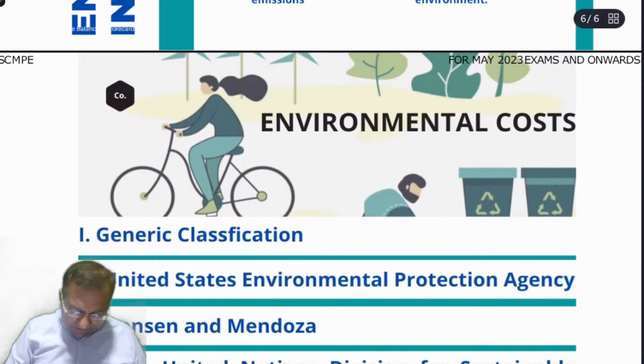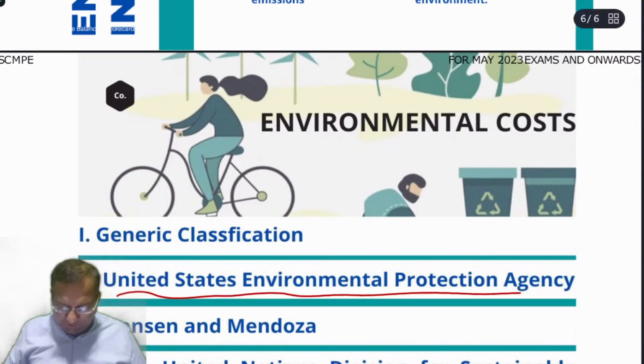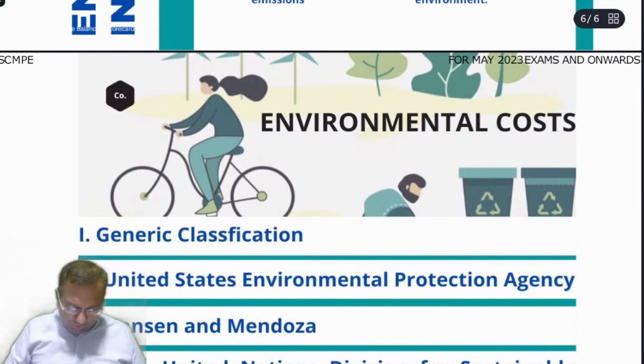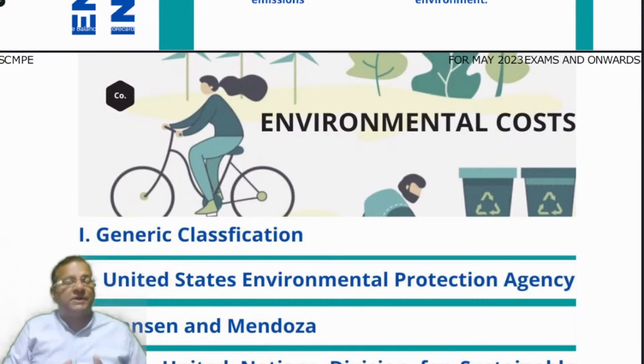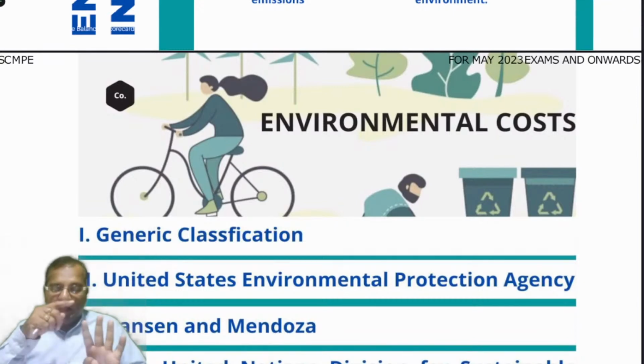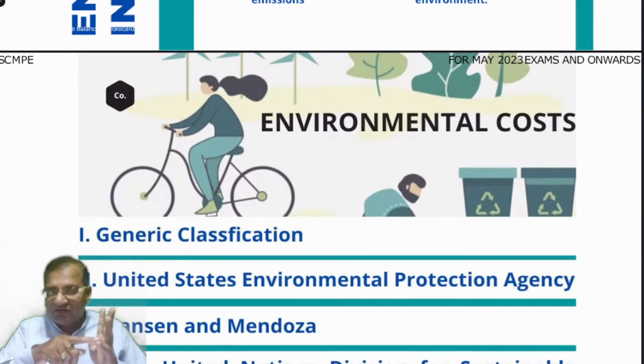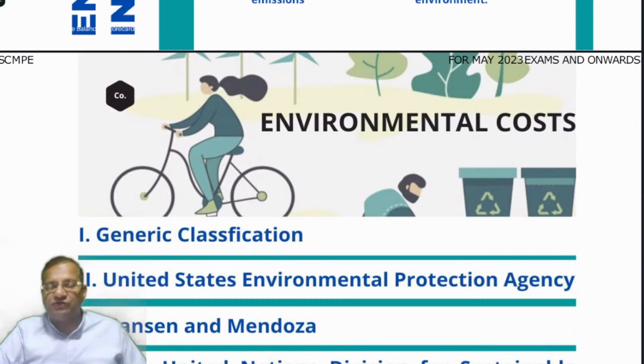The second, United States Environmental Protection Agency have defined the word environmental cost. Then two authors, Hanson and Mendoza, have categorized the environmental cost into four parts. Environmental prevention cost. Just recall the concept where we have studied this word, okay? Environmental prevention cost, environmental appraisal cost, environmental internal failure cost, environmental external failure cost. Can you recall the concept in which we have studied this terminology?